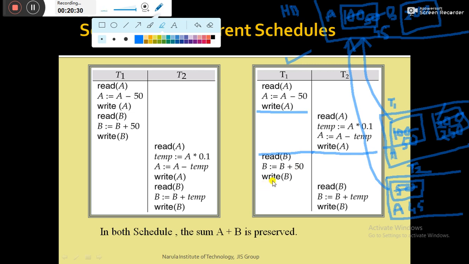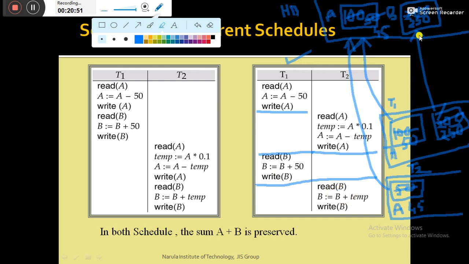And then write B means the value is written back over here. So it becomes 250. Next, after that time slot, the CPU switches, releases T1 and switches back to transaction T2.